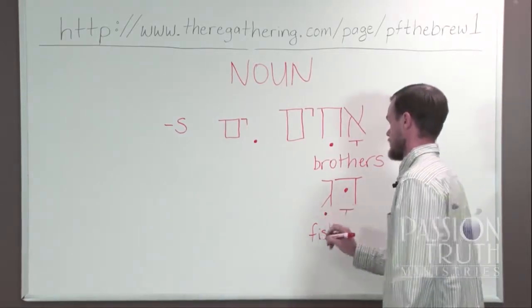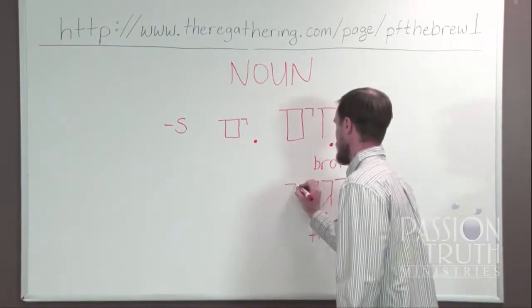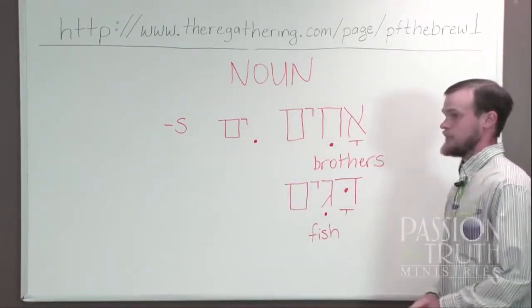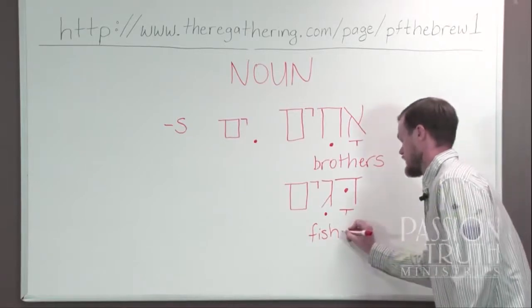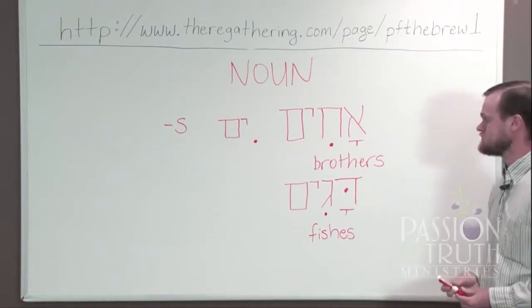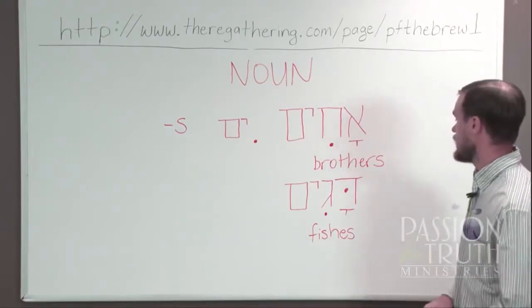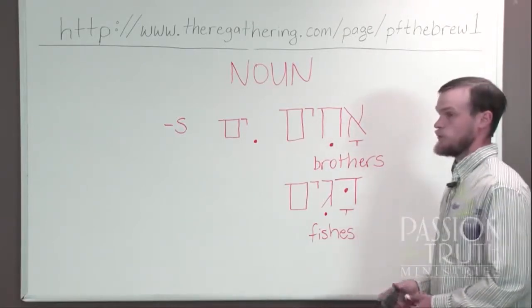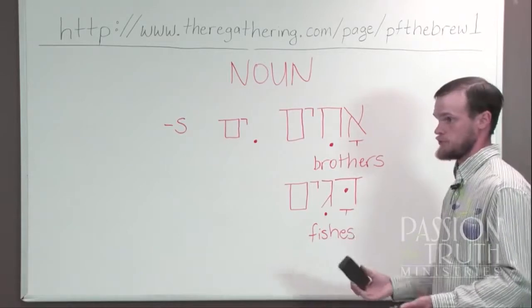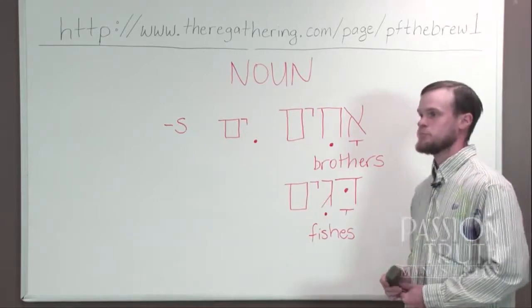the plural suffix. So chirik under the gimel, followed by a yod, followed by a final mem. The word is now pronounced dagim, fishes. Of course, in English, we can also use fish in the plural, but dag is one fish, dagim, more than one fish. Okay, ach, one brother, achim, brothers, more than one brother. Okay? Are there any questions about the im suffix?